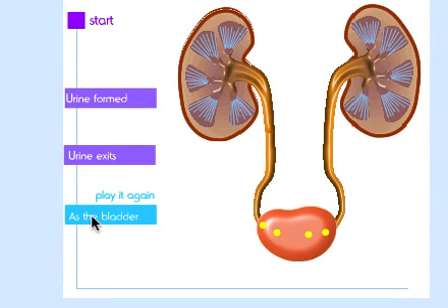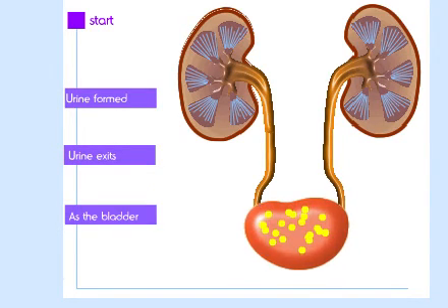As the bladder fills with urine, its walls expand. When it's full, reflexes are stimulated which lead to micturition, or going for a wee. Urine is expelled through a small tube called the urethra, which leads to the exterior of the body.